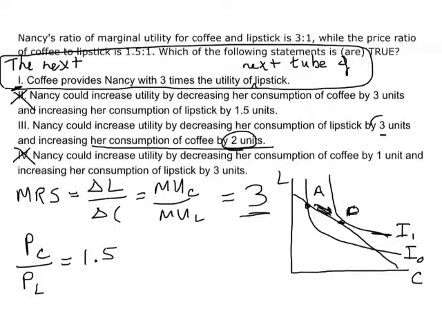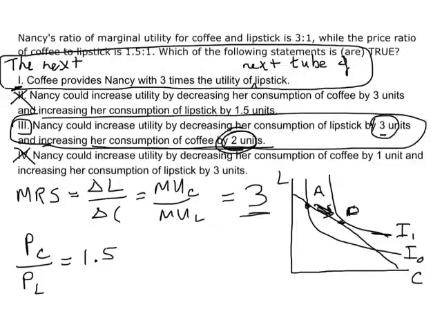So she'd be better off by reducing her lipstick consumption by 3 and increasing her coffee consumption by 2. And really all you needed to see is that only 3 fit the scenario of trading lipstick away for coffee. So it's 1 and 3, and of course again 1 needed to be edited better than our Launchpad exercises did.